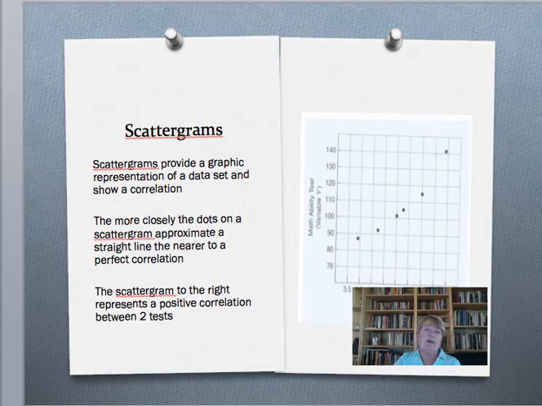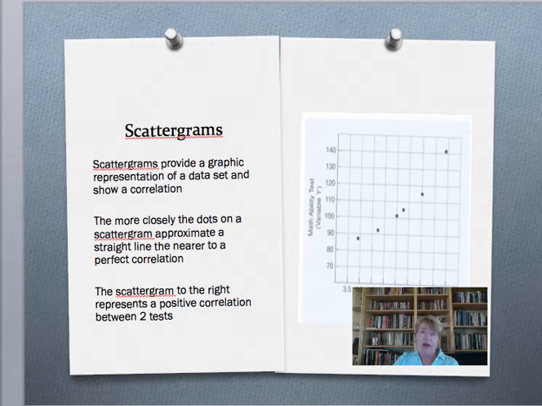Here's a picture that represents what correlations look like. Correlations can be plotted like we plotted last week. We did graphs of test scores. Correlations can be plotted on something called a scattergram, which gives us a graphic representation of a data set and shows the correlation. So on this slide, you can see that the dots on the scattergram approximate a straight line. And the nearer you are to a straight line, the closer you are to a perfect correlation.